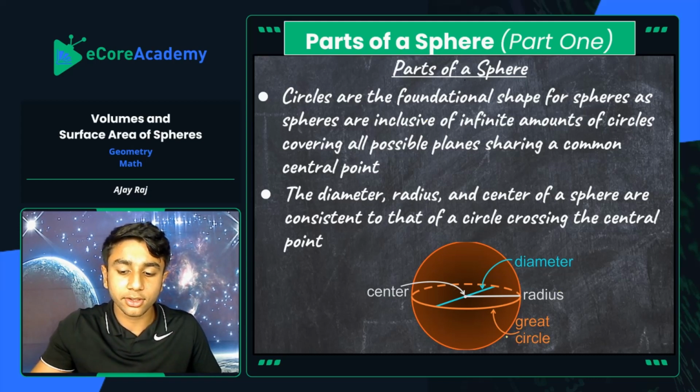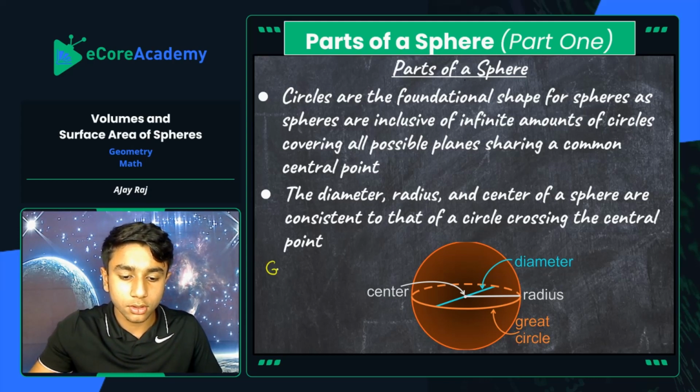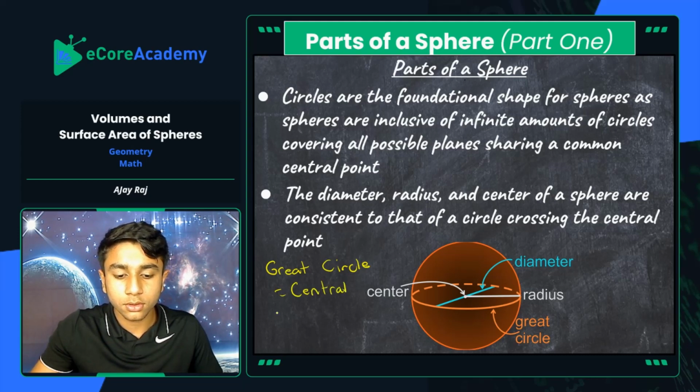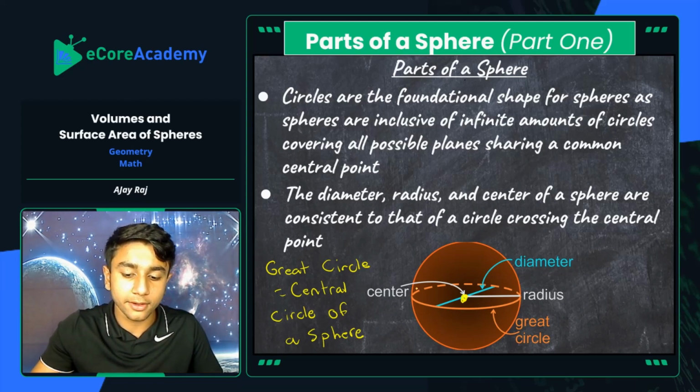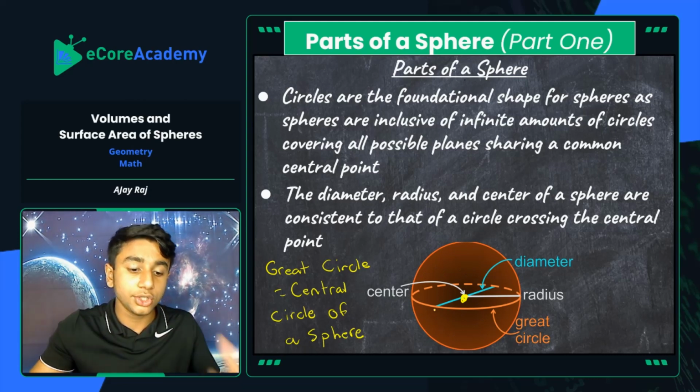The great circle is basically the center of a sphere, so I'll write that. Great circle. Central circle of a sphere. And of course, it's going to be the circle that wraps around the center of your sphere, and all points on your sphere are going to be the same distance from the center, just as it is from the center of a circle, a two-dimensional figure.